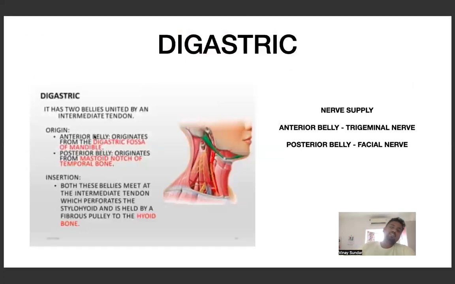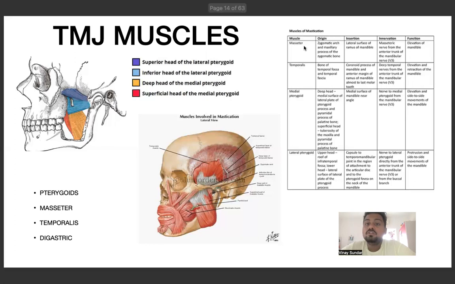Now we have the digastric muscle here. Sorry, I forgot to mention the functions. So the masseter, a powerful elevator. Elevator, see, my jaw is open now. It has to elevate, only then the jaw will close. This is known as the elevation of the mandible.